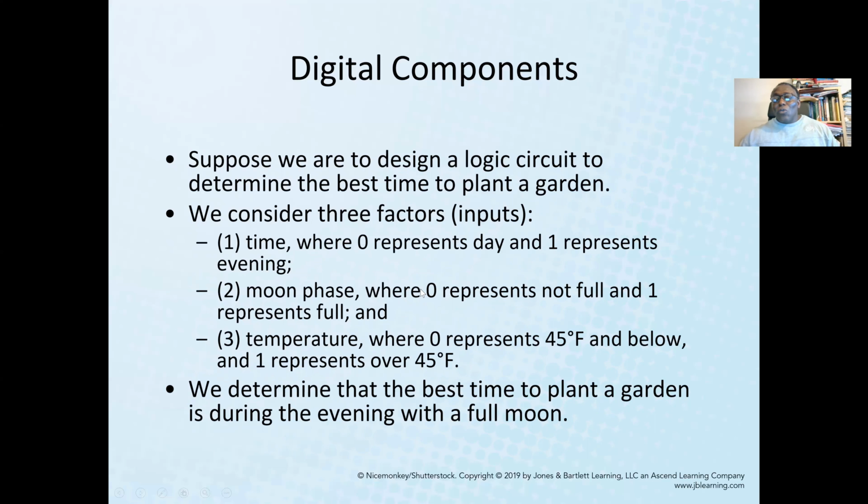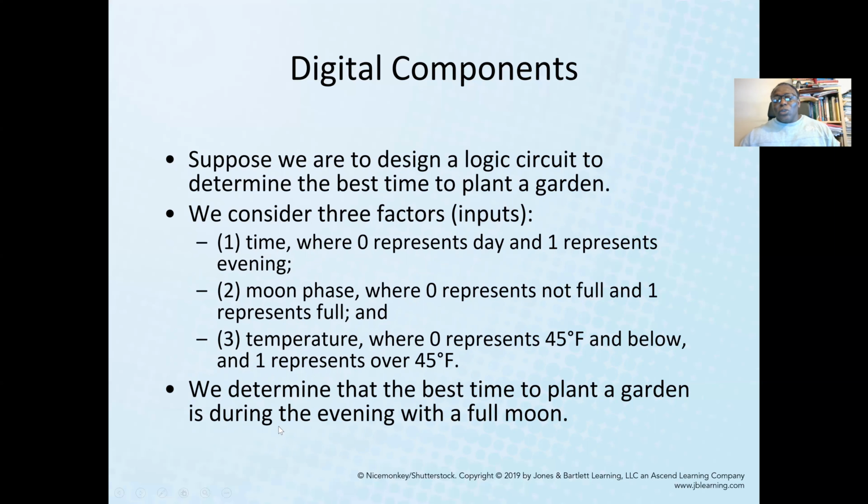Here we can see that we are dealing with a digital circuit. So it's more or less a logic circuit, 0 or 1. So we are representing 0 and 1 to mean something. Planting a garden, of course, we consider the atmosphere, maybe the sun, the moon, the temperature, what attributes or characteristics affect the atmosphere. So the time, evening or daytime, the moon, is it full or not full? Also the temperature, is it over 45 degrees or less than 45 degrees Fahrenheit?